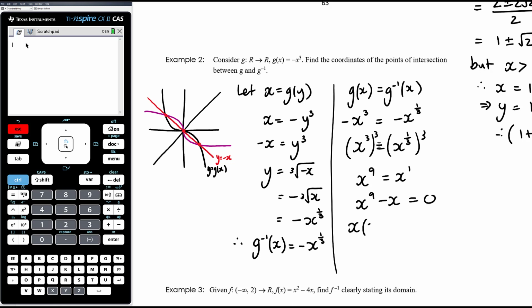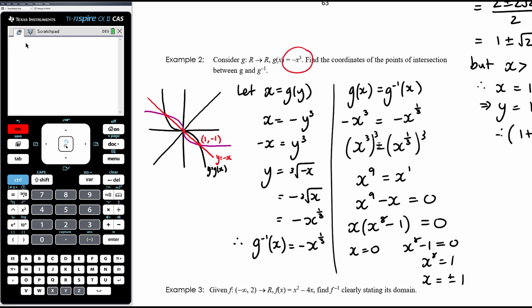X is a common factor there. X to the 8 minus 1 equals 0. And the null factor law tells us we get x equals 0 or x to the 8 minus 1 equals 0. So x to the 8 equals 1. Now the 8th root of 1 will be plus minus 1 because it's an even root. So those points of intersection are going to be at plus minus 1. And then you're going to need to substitute back in. So obviously when x equals 1, y will be negative 1. When x equals negative 1, y will be positive 1. So we're subbing back into your original function. And obviously (0, 0) are our 3 points of intersection.